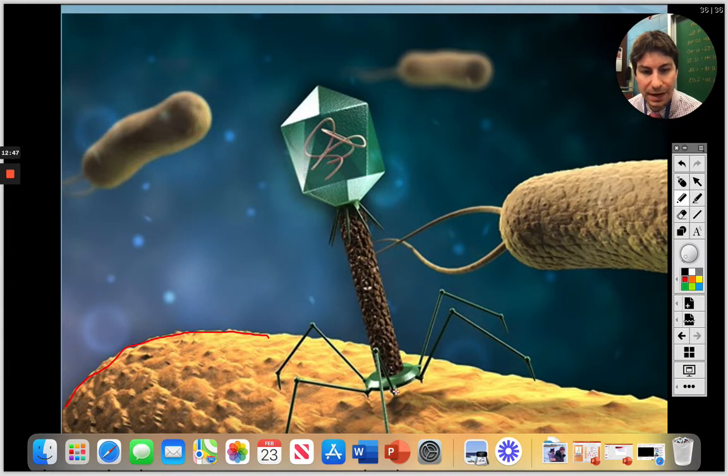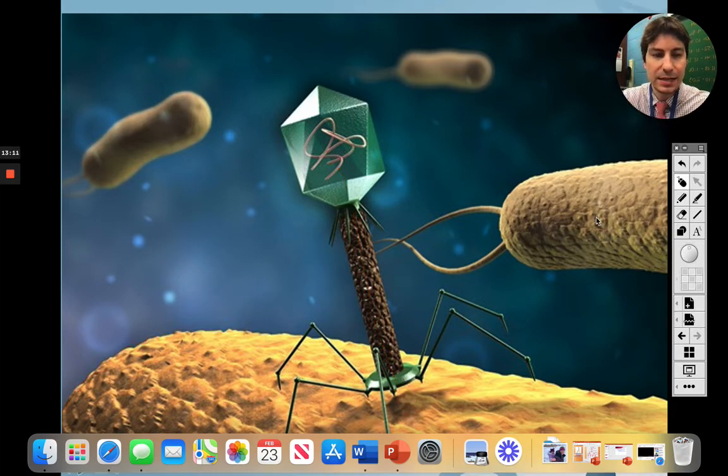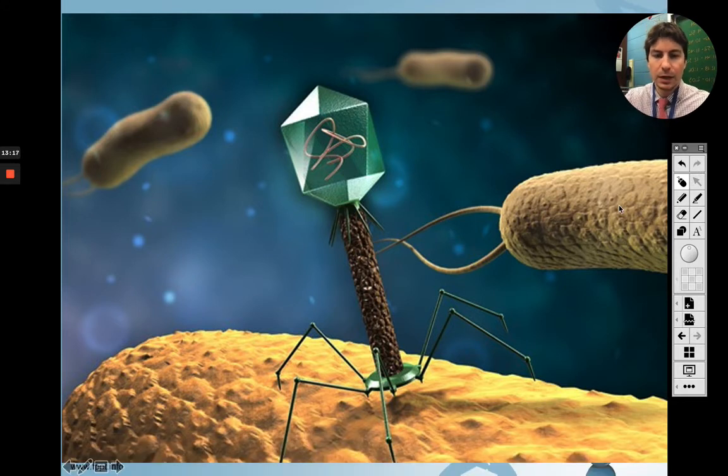What can happen is this virus can almost like inject a needle into the bacterial cell and take its DNA and put it through the cell wall, through the cell membrane of the bacterial cell, and get it inside the bacteria. Once the DNA is in the bacteria, the bacterial cell can become a virus-producing machine. And it just produces baby viruses. That's it. And the viruses develop.